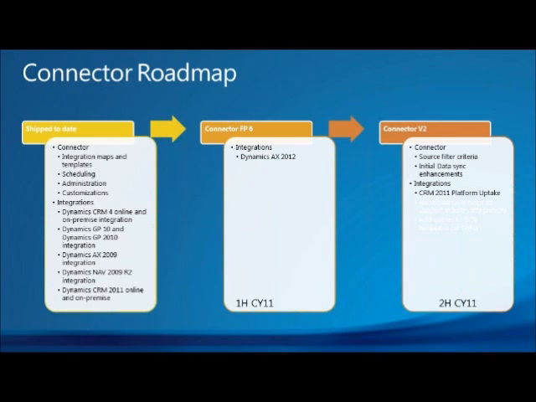So here we see, let's take a look at the roadmap for the connector. Currently the connector is on Feature Pack 5. Feature Pack 5 supports GP 10, GP 2010, AX 2009, NAV 2009 R2, CRM 4 and CRM 2010 online and on-premise versions out of the box. Previous versions of any of these applications are not supported.